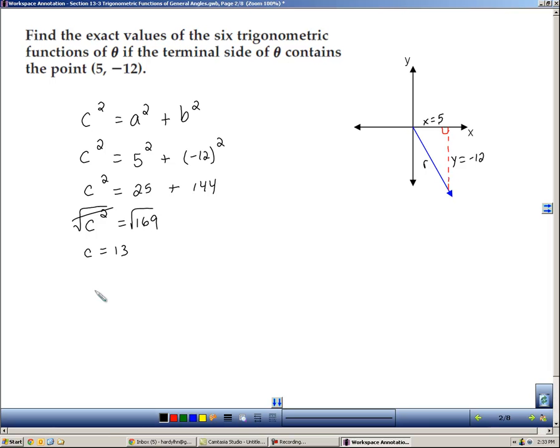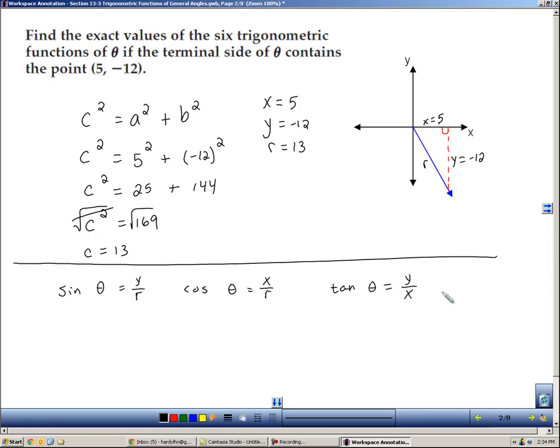Now, that's using the Pythagorean theorem. If we're going to call our three values something over here, we're going to say that x is 5, y is negative 12, and then r, which is our c, or the hypotenuse, is 13. These three values are crucial for us finding the six trigonometric functions. So if we go back to the key concept, we'll see that this is how we find sine, this is how we find cosine, and this is how we find tangent. And we can just plug our values for x, y, and r in.